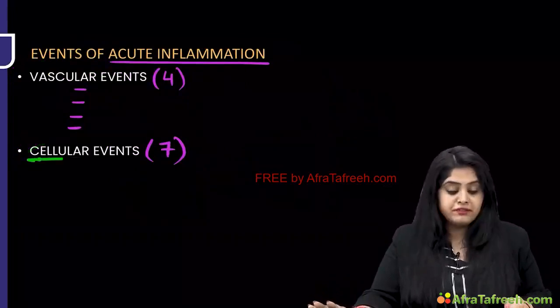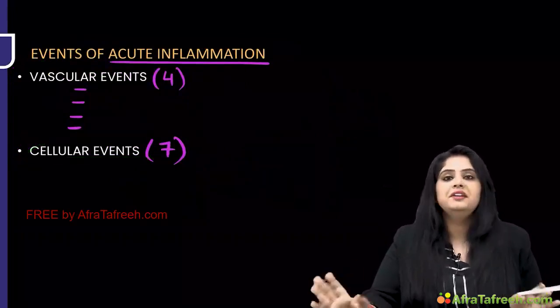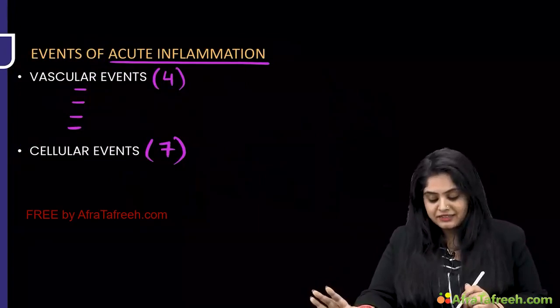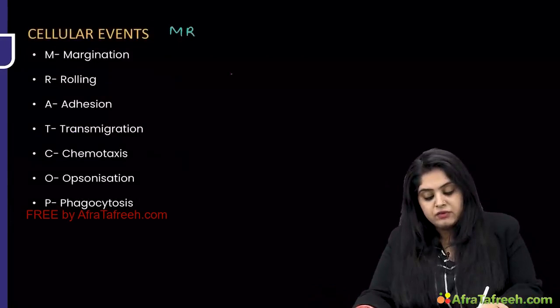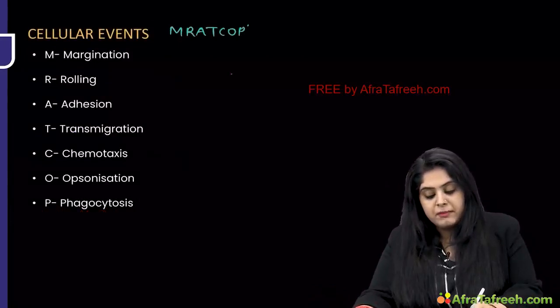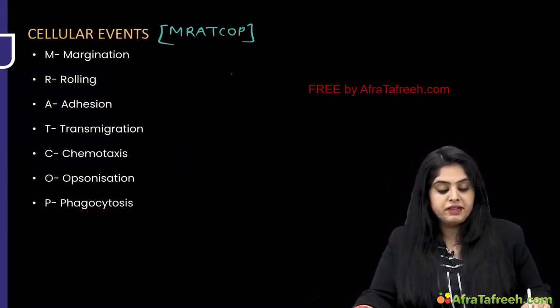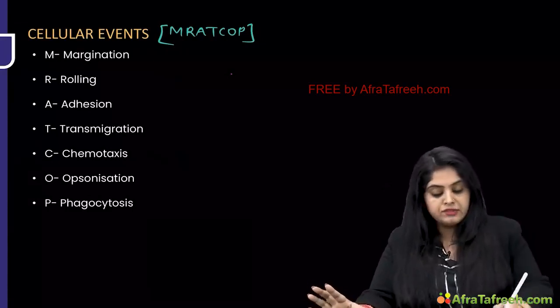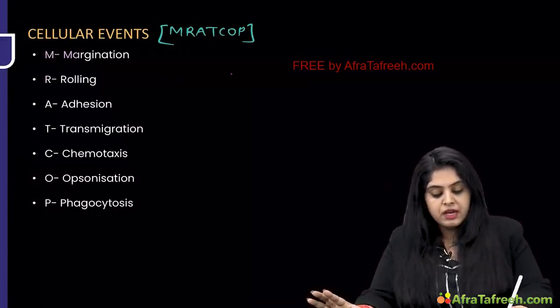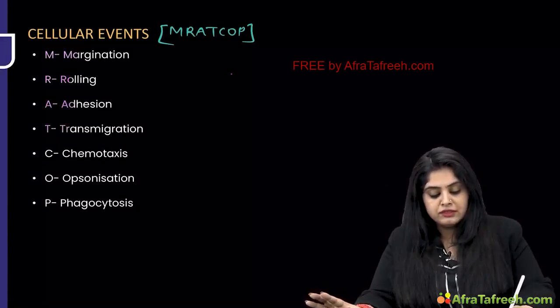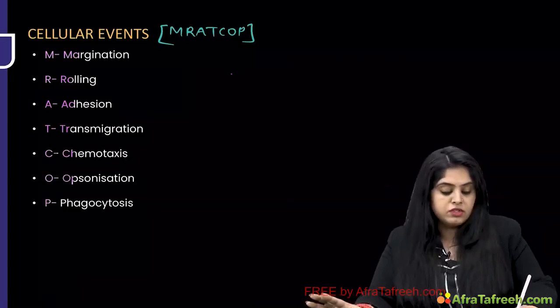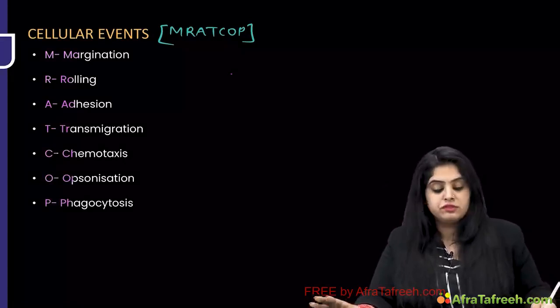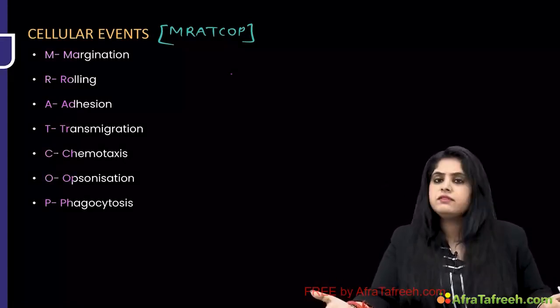Should we move on to the 7 cellular events? Ma'am, 7 hai, I need a mnemonic. I can't learn like this. 7 hai, matlab, how can my brain learn so much? Never mind. 7 ke liye you will learn MRAT-COP. Please remember, MRAT-COP are the 7 cellular events. Pehle to rat lo. Quickly learn their names. M for margination, R for rolling, A for adhesion, T for transmigration, then C for chemotaxis, O for opsonization, and P for phagocytosis. MRAT-COP. One by one we will start it.